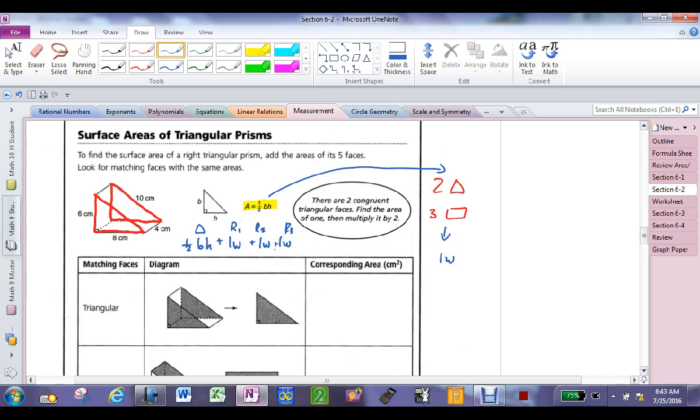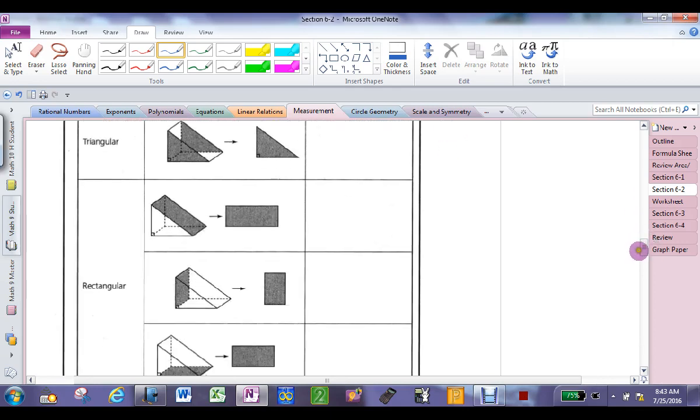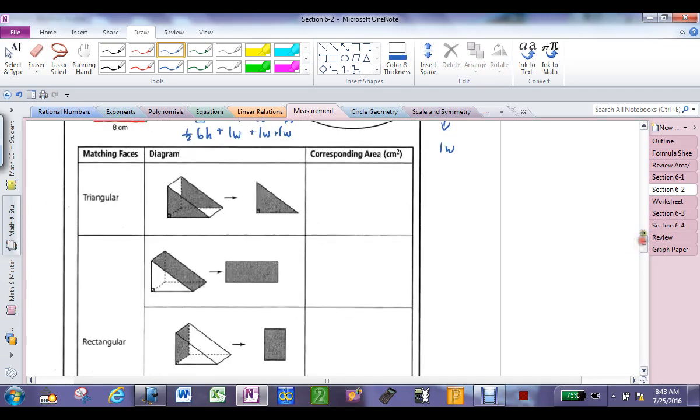Length times width. Everybody good? Okay. So now, again, we're going to do this the old school way first, then I'm going to give you a shortcut. Okay? So, what is this guy's base and height? 8 and 6. Agreed? So how many triangles are there? 2. So it's 2 times 1/2, 6 times 8. Correct?